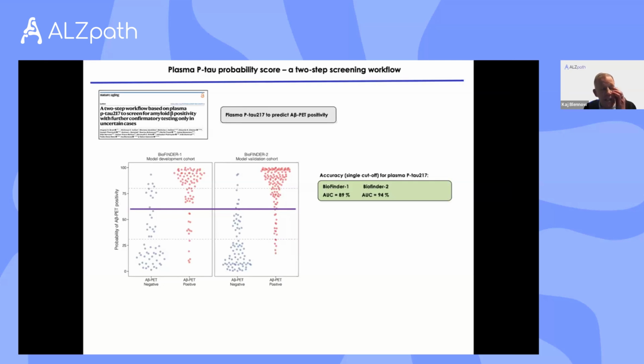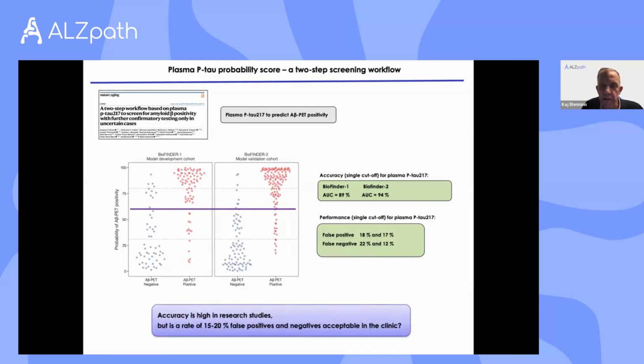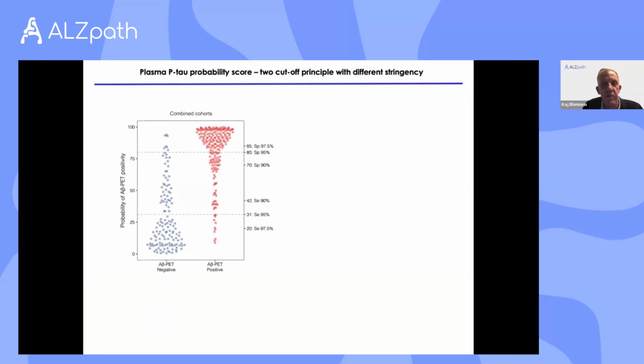But in clinical routine, you have to consider also what does this mean, AUC. We don't really use AUC values in clinical chemistry. So instead you need to consider things like false positive rates and false negative rates. So in these two biofunder studies, the false positive rates were 18 and 17%. And this is maybe a little bit high. Is this acceptable if you want to use this as a single test and initiate treatment with disease-modifying drugs?